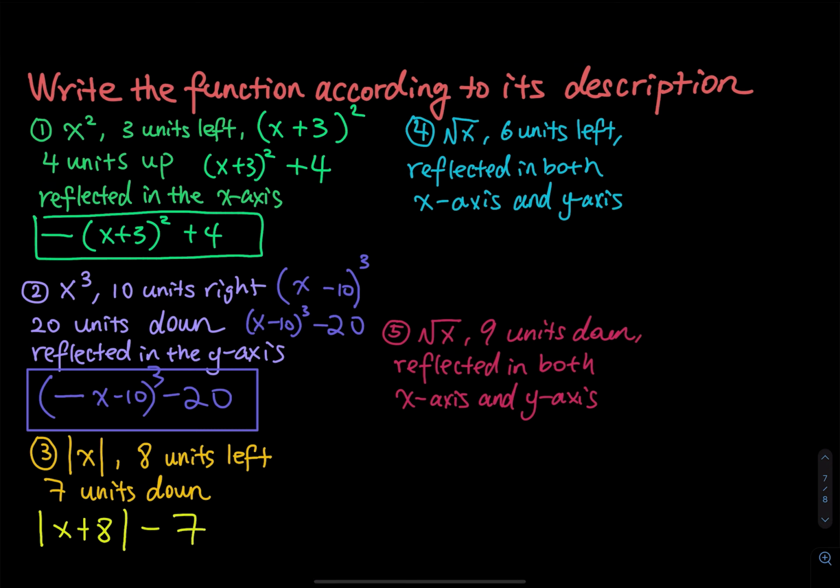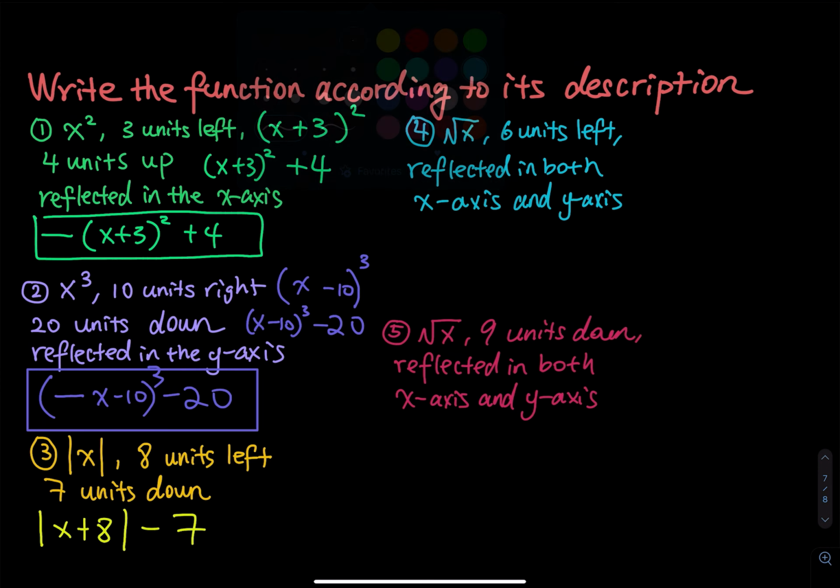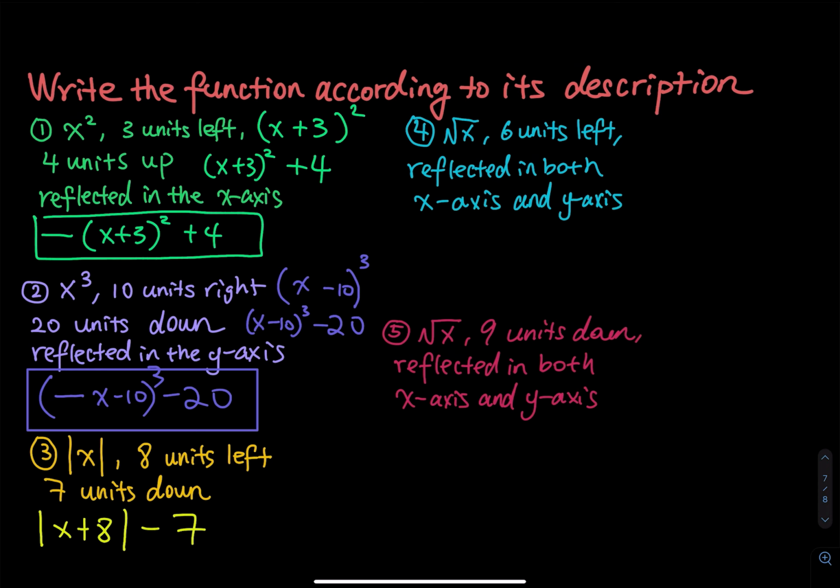Okay, number 4 and 5. 5 is extremely tricky. So number 4, you have square root of x, and then you go 6 units to the left, right? So you have a square root of x plus 6, right? To the left. So when x is equal to -6, y is equal to 0, and then -6 is on the left, and then reflected in both the x-axis and y-axis. So you have this, right? So at this point, you have this.